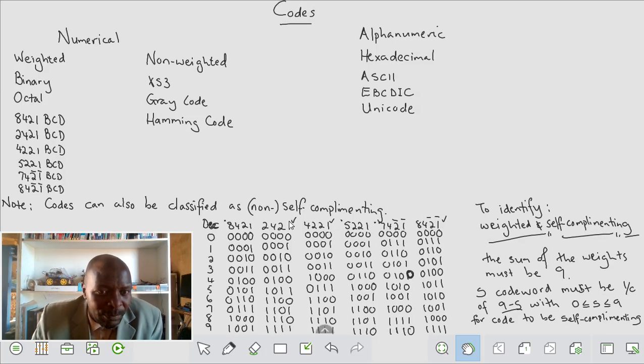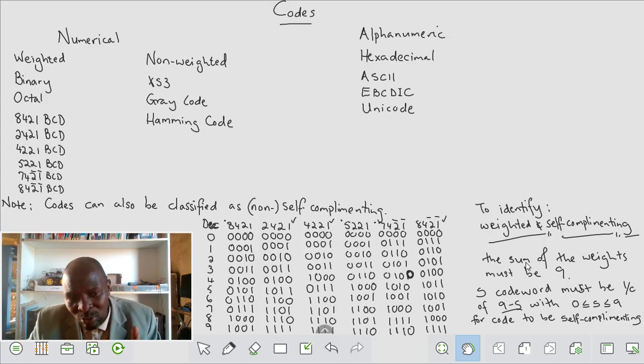Okay, now we said also codes can be classified as either non-self-complementing or self-complementing. Now if they're self-complementing, what do we say? We say that if they are weighted, the sum of the weights must be 9, but in any event, generally if the code is self-complementing, then the code word of a number must be the 1's complement of the code word of the 9's complement of the original number.